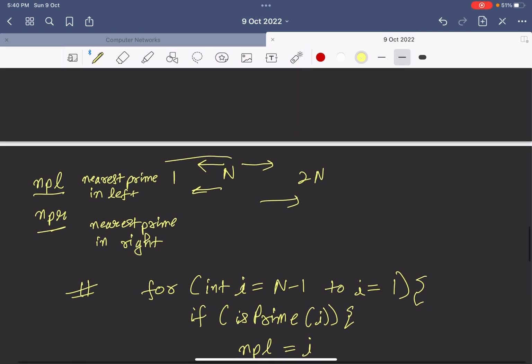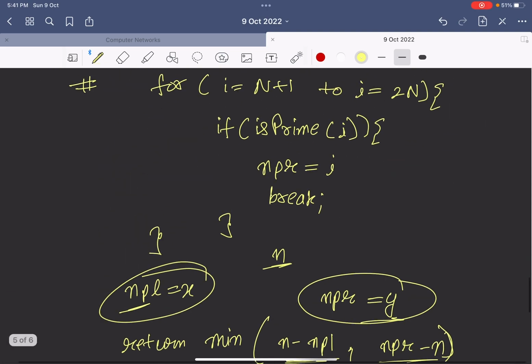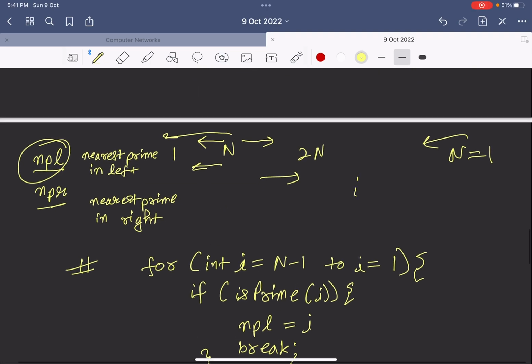If I traverse in left, I'll get no prime number, and if I traverse now either side, one of the sides will contain a prime number definitely. But if the number is, let's say, 1, and there is no number in left of 1 to check, then in that case what will I do with NPL? To counter that, I'll start with the value of NPL as 0, and the value of NPR as 0. Initially I initialize both these two variables with 0.